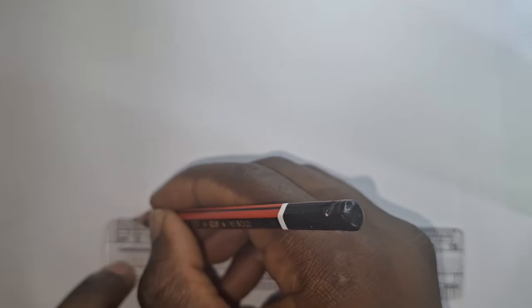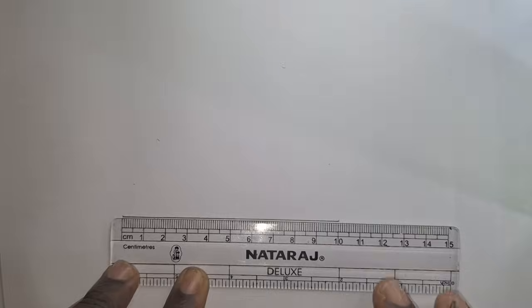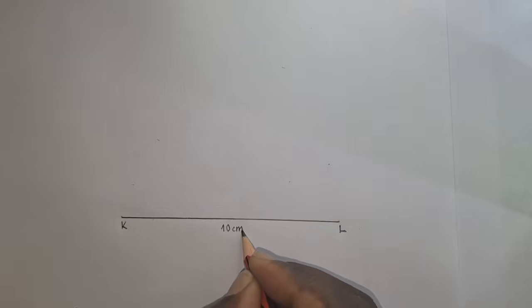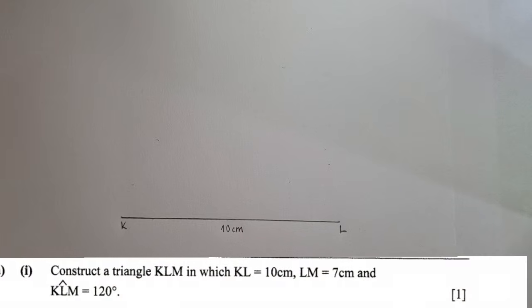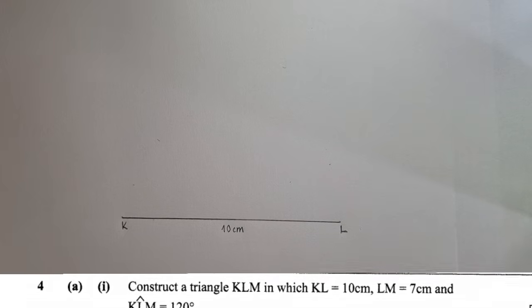So you do your 10 centimeters, it must be nicely done, like that, okay? It's very important that you indicate, this is K and this is L. It's also 10 centimeters. You must indicate that. So we go to the next statement where they have said LM is equal to 7 centimeters. So LM is equal to 7 centimeters.